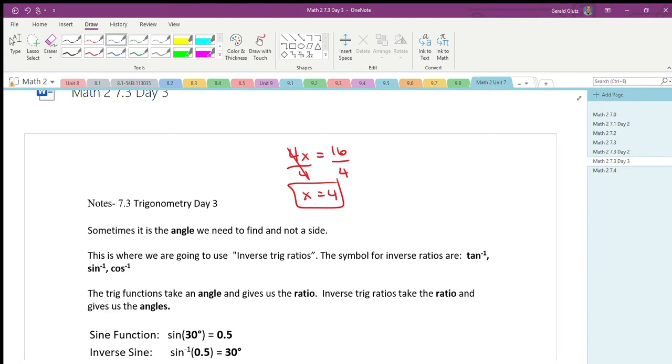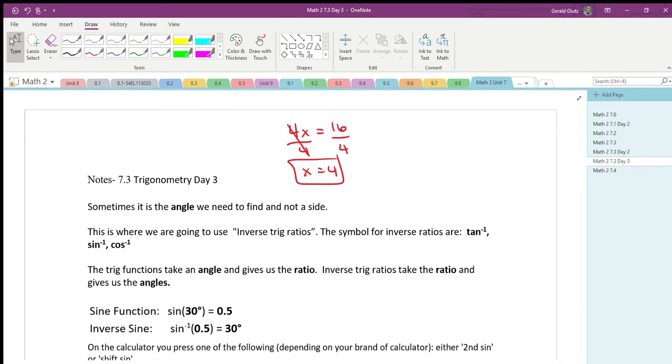So when I have sine, for example, if I want to do the inverse of sine, that would be sine to the negative 1. So if you see sine to the negative 1, it's not an exponent. It's just the inverse or the opposite of sine. And then cosine to the negative 1 is the inverse of cosine. Tangent to the negative 1 is the inverse of tangent. So we use these inverses when we need to find the measure of an angle.